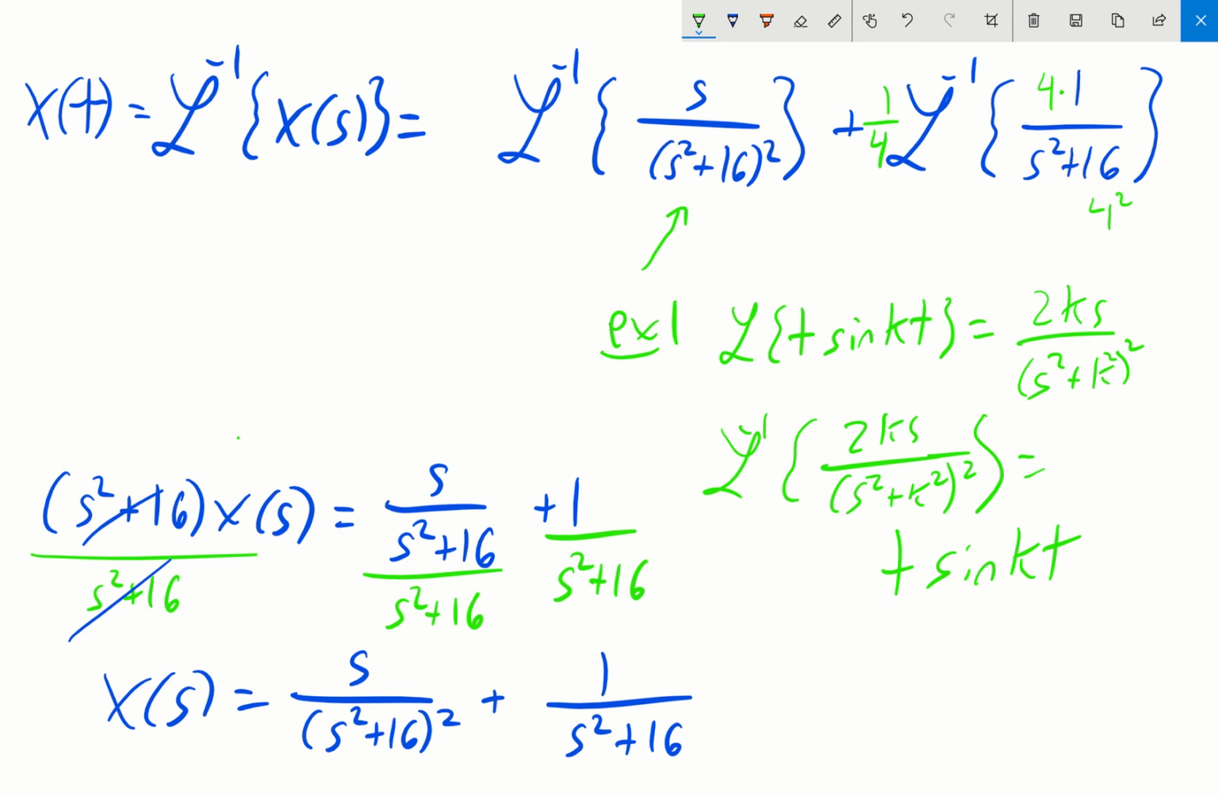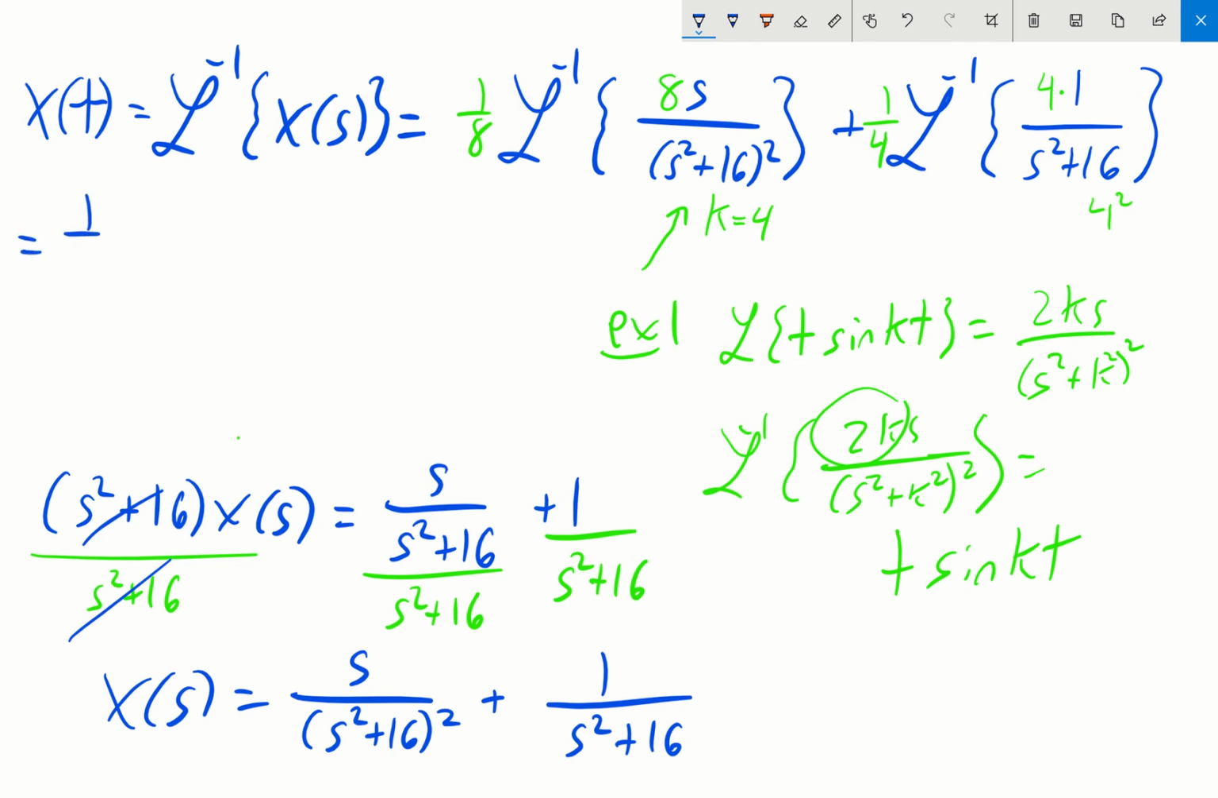But we need to get the coefficients to match up here. If you look in the numerator, we already have an s. The thing that's playing the role of k needs to be the number that's being squared here. So k is equal to 4, but we need a 2ks in that numerator, which means we need a 2 times 4, which is 8. We can plug that in as long as we put a 1 over 8 on the outside. And now this fits perfectly. This is going to be t times the sine of 4t.